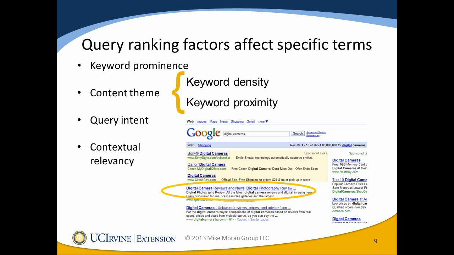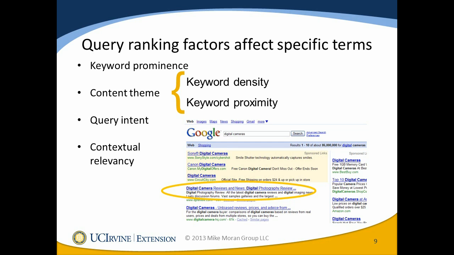So let's look at some examples of query ranking factors. As we said, these are ones that are only in play for specific keywords. We talked a little already about keyword prominence. If your keywords are found in the title, in headings, or nearer the top of the page, those are more prominent placements, and the search engine is more likely to think that your page is about that keyword, and so it tends to have a higher ranking.